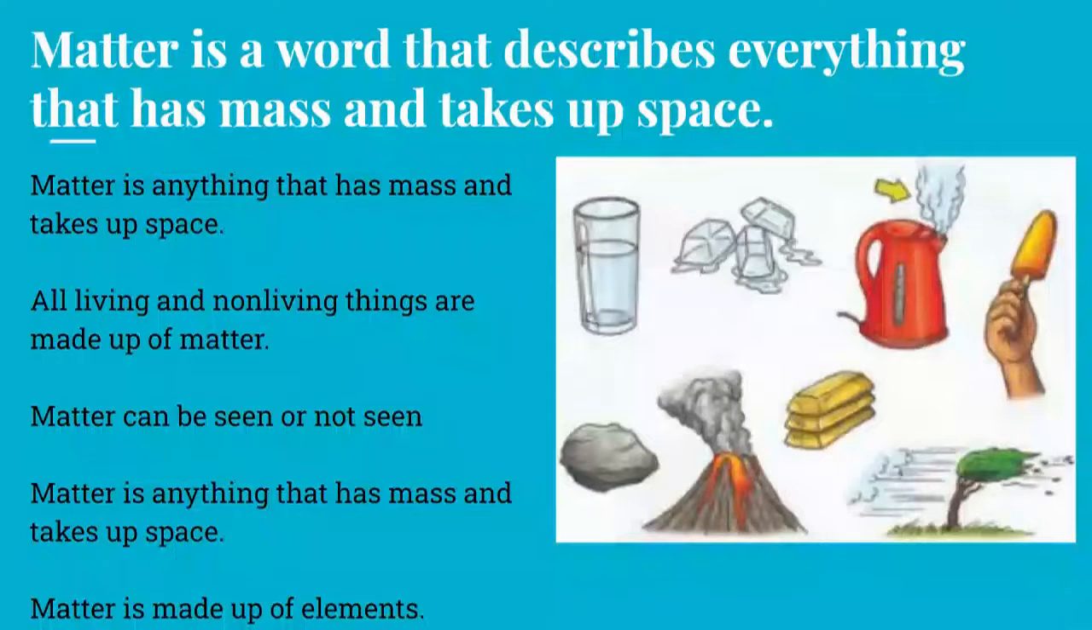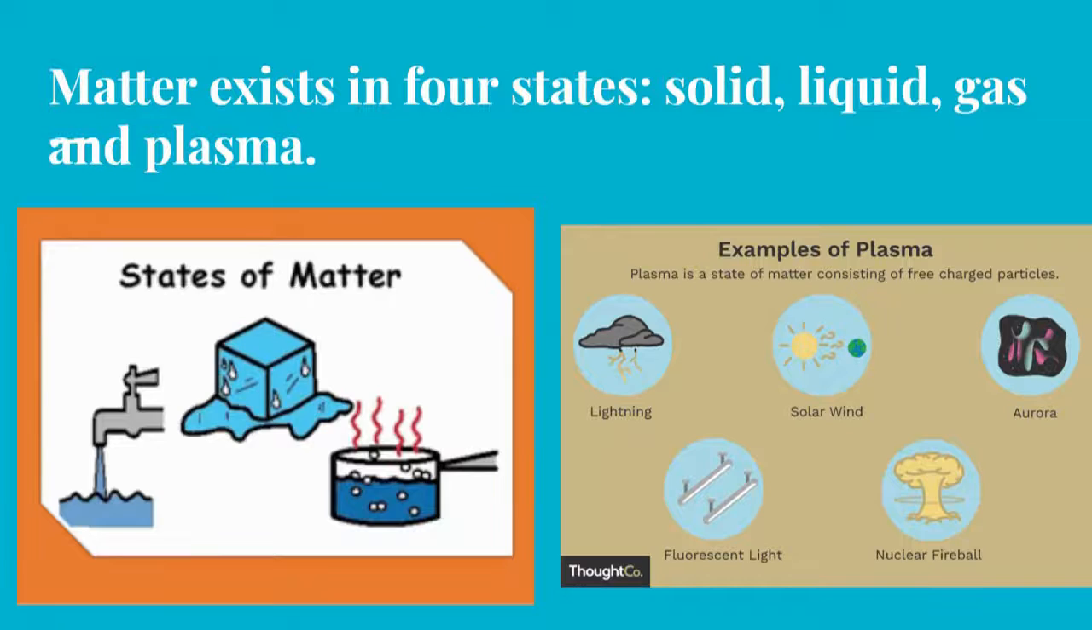Matter is the word that describes anything that has mass and takes up space. It could be living, like this tree, or this grass, or this hand. Or it could be non-living, like this kettle, or the water, the ice, the liquid, the steam, gold, or clouds. So it could be seen or not seen, and it's made up of elements.